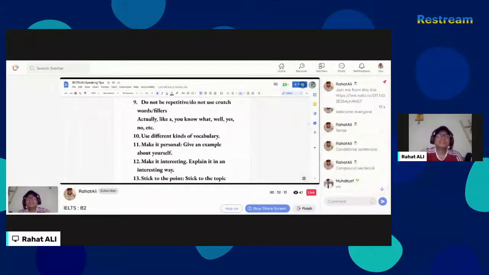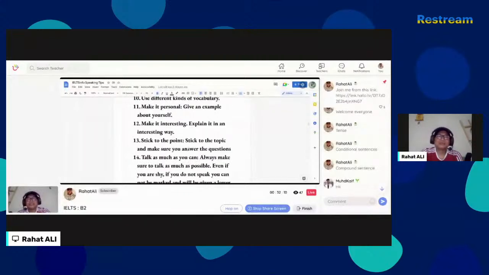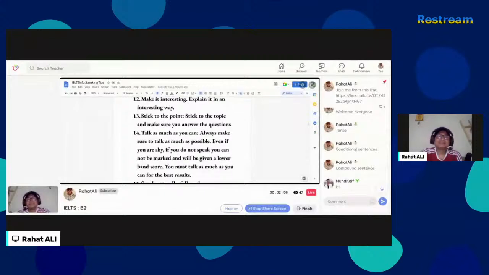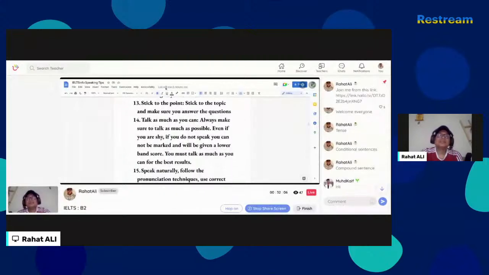Number 13, stick to the point. What it means, guys. It means that be coherent. You've been asked to describe global warming, but you don't know how to explain global warming. You're explaining something else, like you're explaining environmental pollution. So, environmental pollution doesn't have any direct link to global warming.